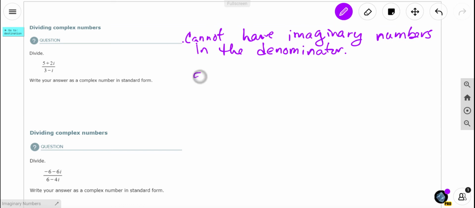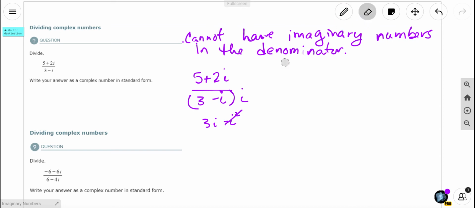So this is the trick. 5 plus 2i over 3 minus i. Okay, this is imaginary. And we need to get rid of this 3 minus i, and we have a problem because if we multiply it by i, that won't work. You're like, oh, I'll multiply it by i. But then that means I would have 3i minus i squared, and this becomes negative 1, but that doesn't help because I still have an i. So we're going to use a trick, okay?